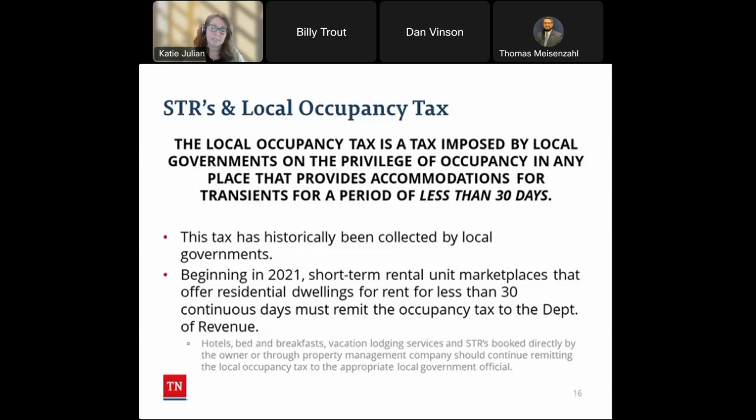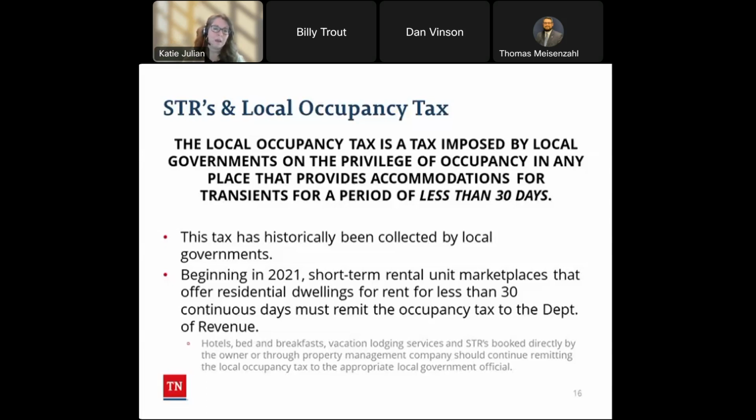The local occupancy tax is a tax that's imposed by local governments. It's on the privilege of occupancy in any place that provides accommodations for transients for a period of less than 30 days. So a different time limit here on what's considered short-term rental for occupancy tax purposes: anything less than 30 days.